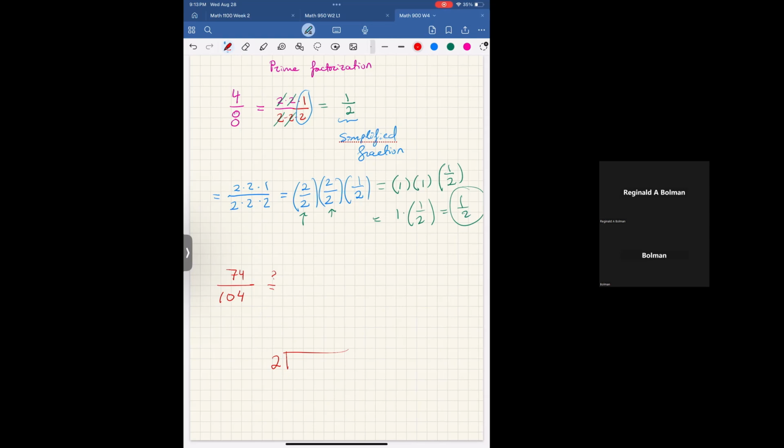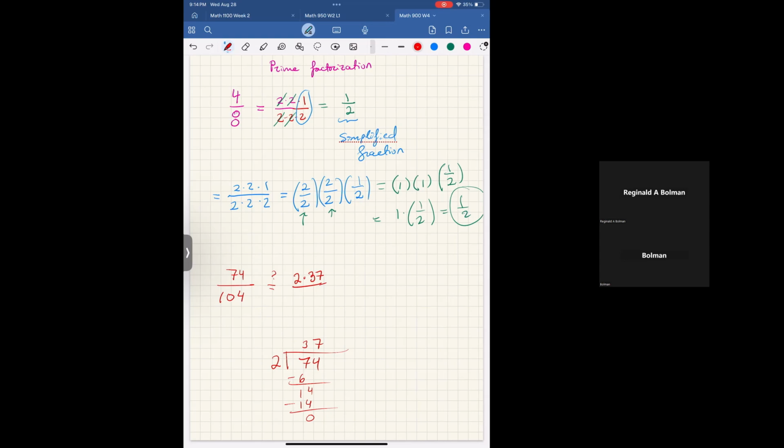So as an example, I'll take 2. I know that 74 is even, so we'll divide 2 into 74. 2 into 7 goes 3 times. 3 times 2 is 6. Subtract. 7 minus 6 is 1. Drop your 4. 2 into 14 goes 7 times. 7 times 2 is 14. Subtract. You get 0. So we found that 74 is the same thing as 2 times 37.